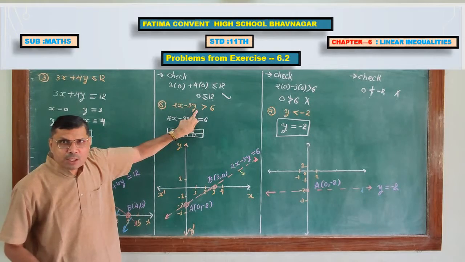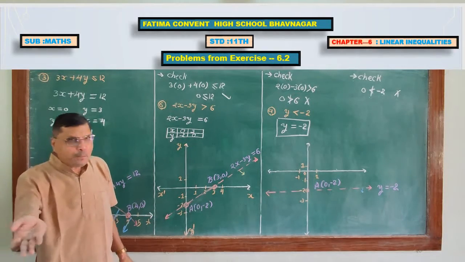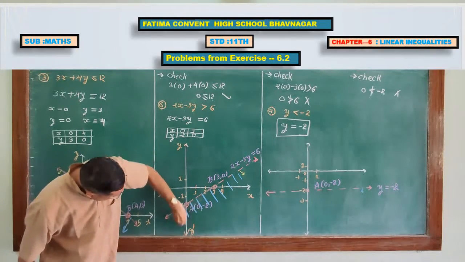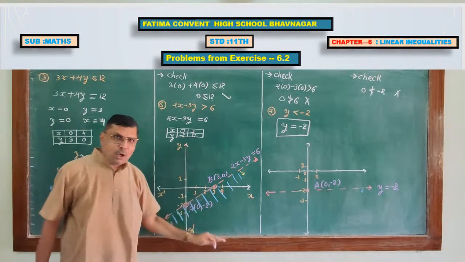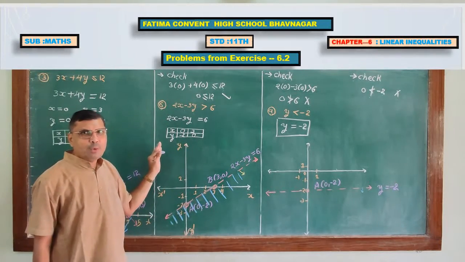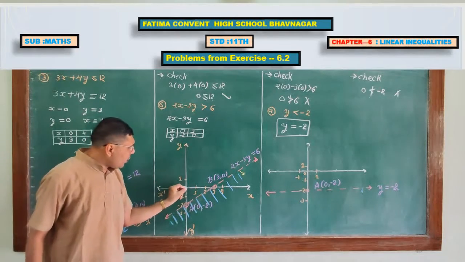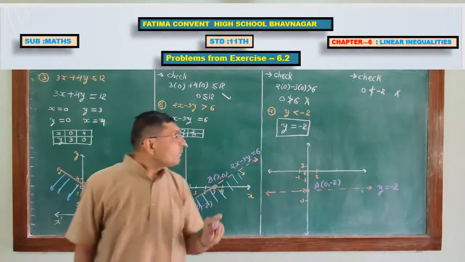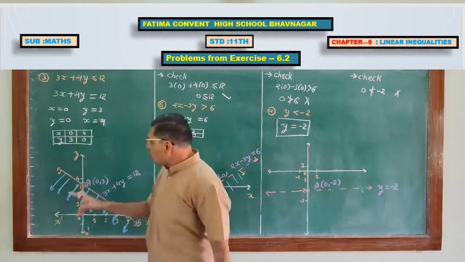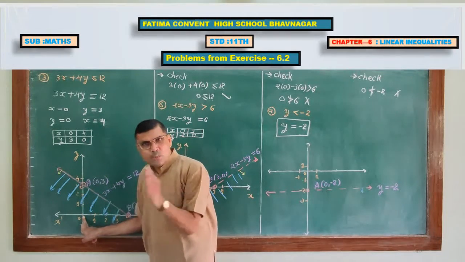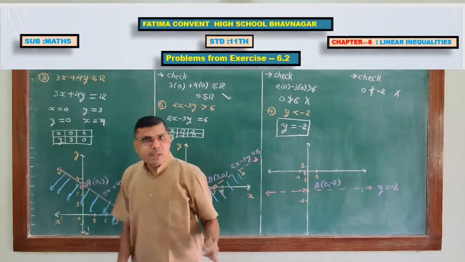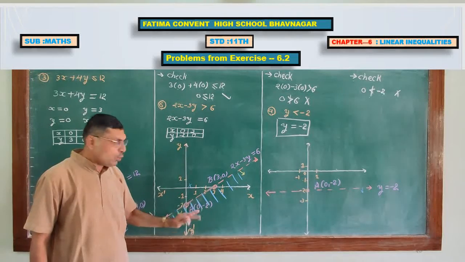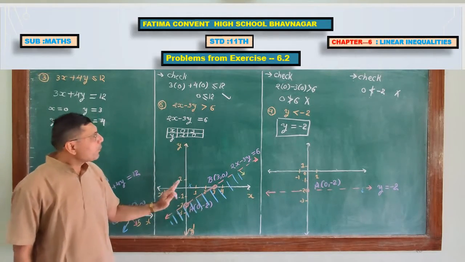It means we have to shade the part away from 0, not this upper portion, but the lower part of the line. If 0 is not satisfied, then 0 will not belong to my region. Earlier, 0 was satisfied, so my shaded portion was towards 0. Now it is opposite to 0, meaning 0 does not belong to it.